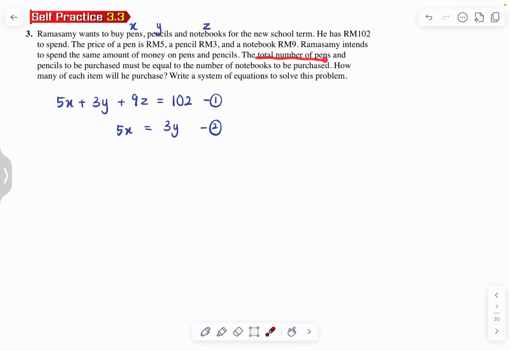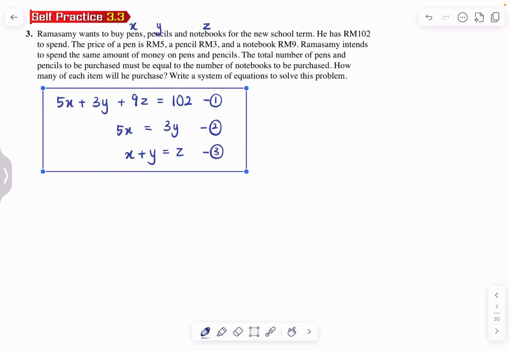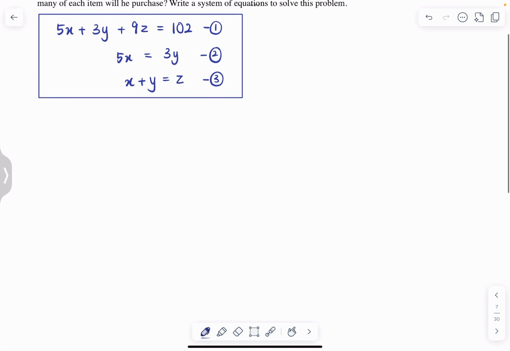The total number of pens and pencils must be equal to the number of notebooks. Okay. Number of pens and pencils must equal to number of notebooks. This will be equation 3. So we already got our first 3 equations. Now we have to solve them simultaneously. Alright.